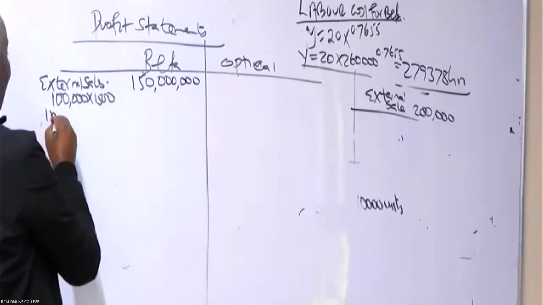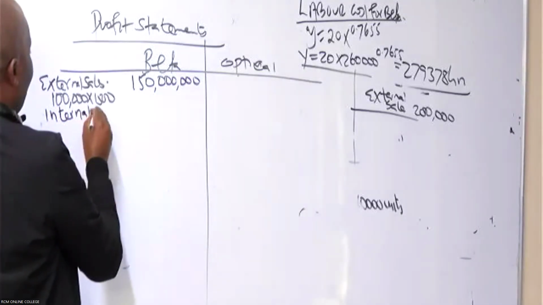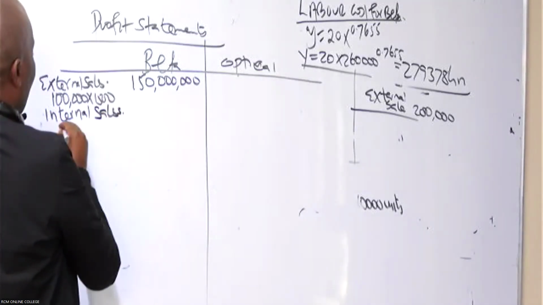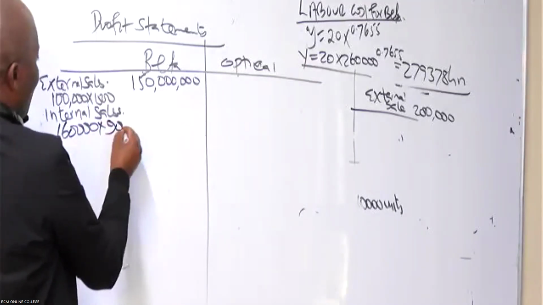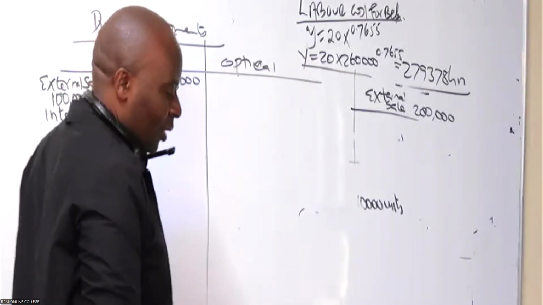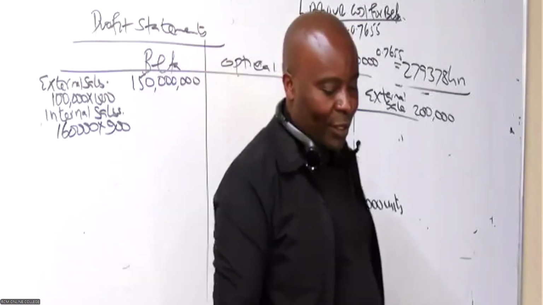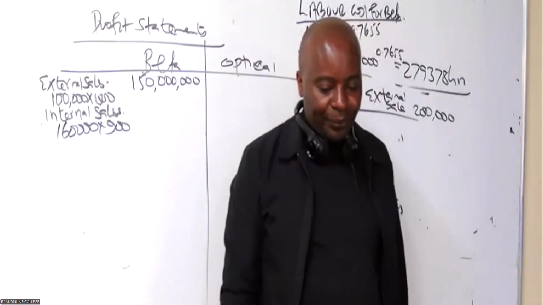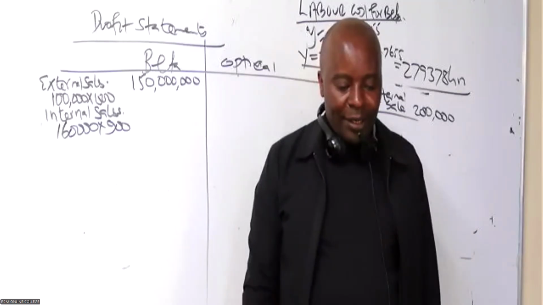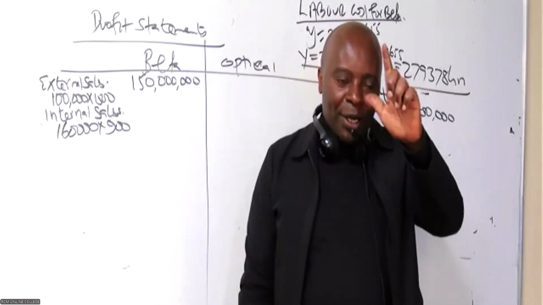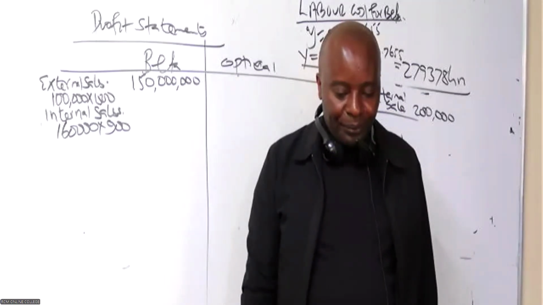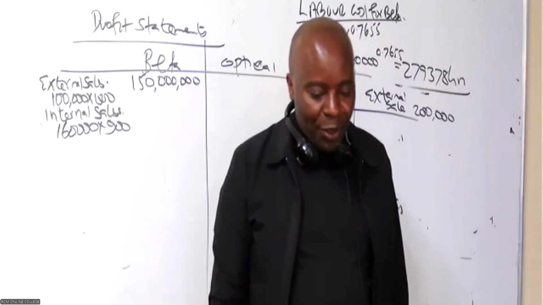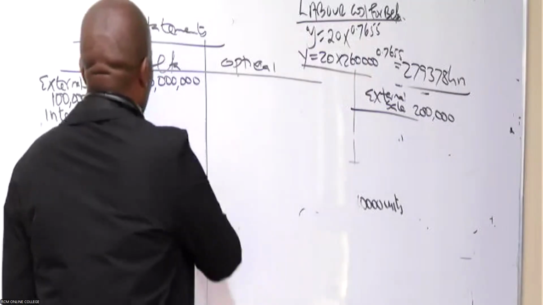Internal sales is 160,000 times 900, because I'm using that diagram. Remember, I already have the diagram. 144 million, isn't it?